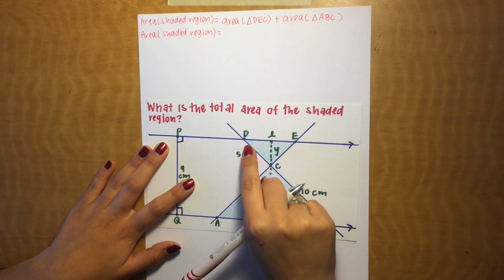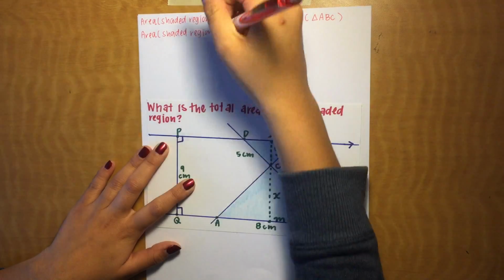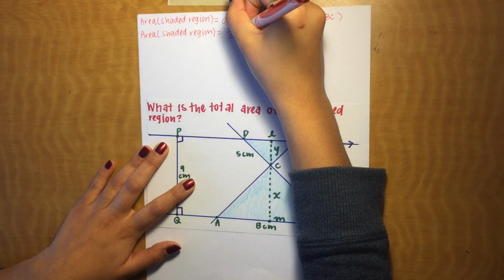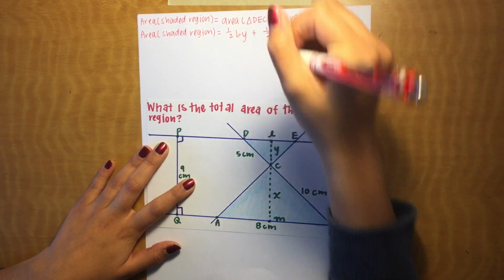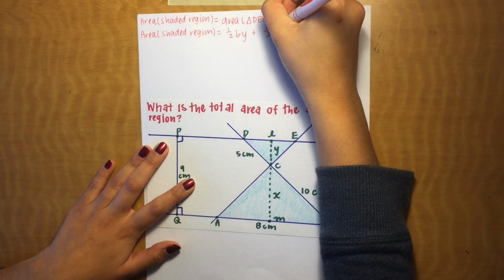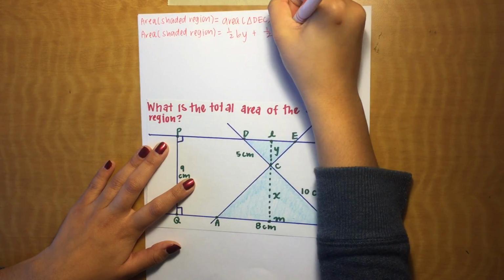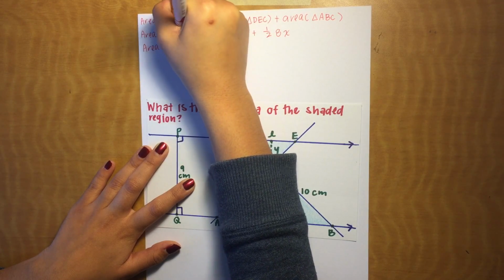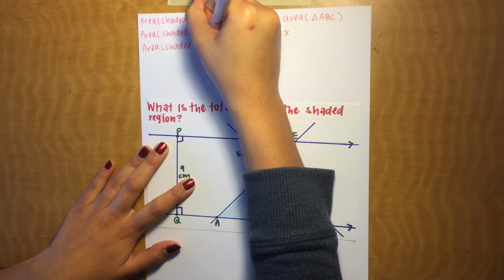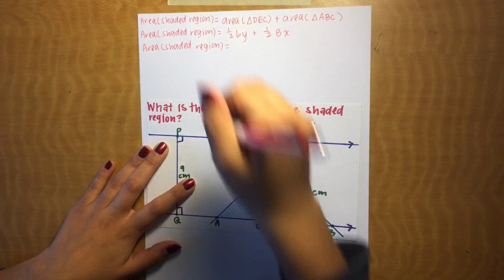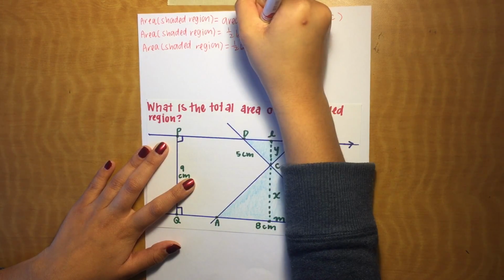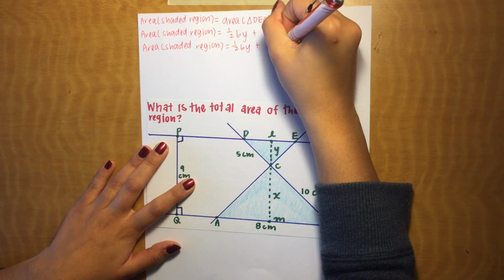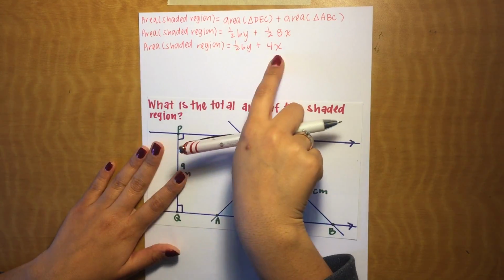We'll just say the base of DEC is just base for now, since we don't know the answer, and the height is y. And then the base of ABC is 8, and the height is x. So the area of the shaded region, let's simplify, is equal to 1/2 base y plus 1/2 8x, which is just 4x. So that's the formula we'll be looking for.